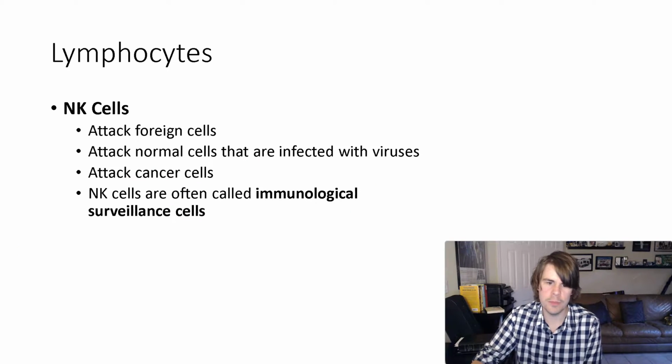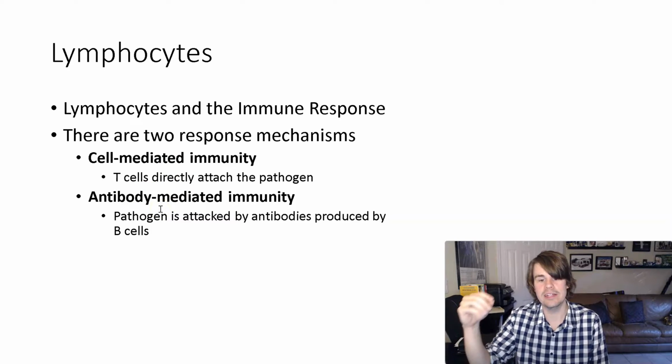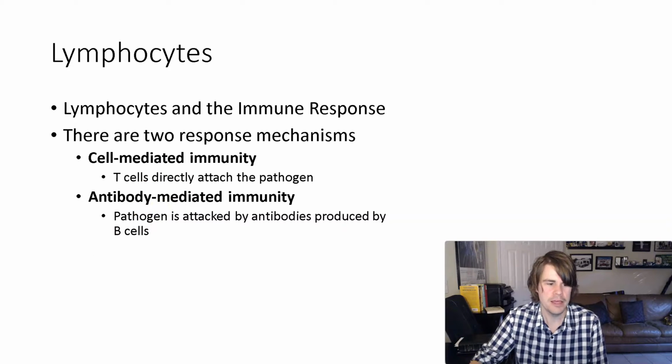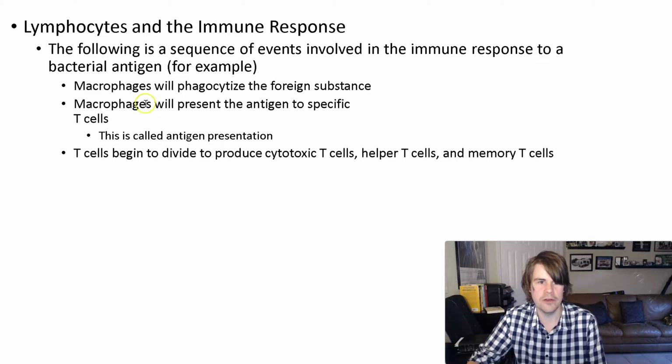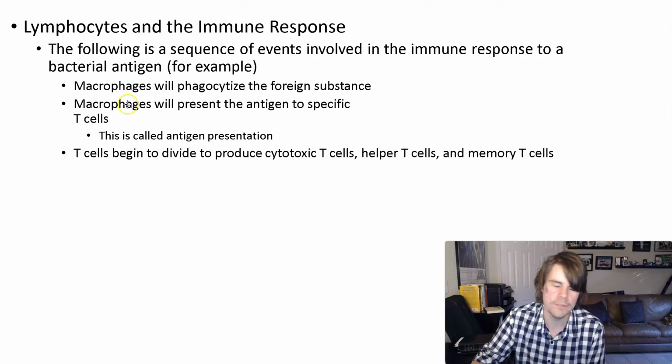Natural killer cells, remember, are surveillance cells. They're constantly monitoring. Then you have cell-mediated immunity, where T cells attack directly, and antibody-mediated immunity, where the pathogen is attacked by antibodies produced by B cells. There's the difference there. The following is a sequence of events involved in the immune response to bacterial antigens. This is very important because this will be your final question.